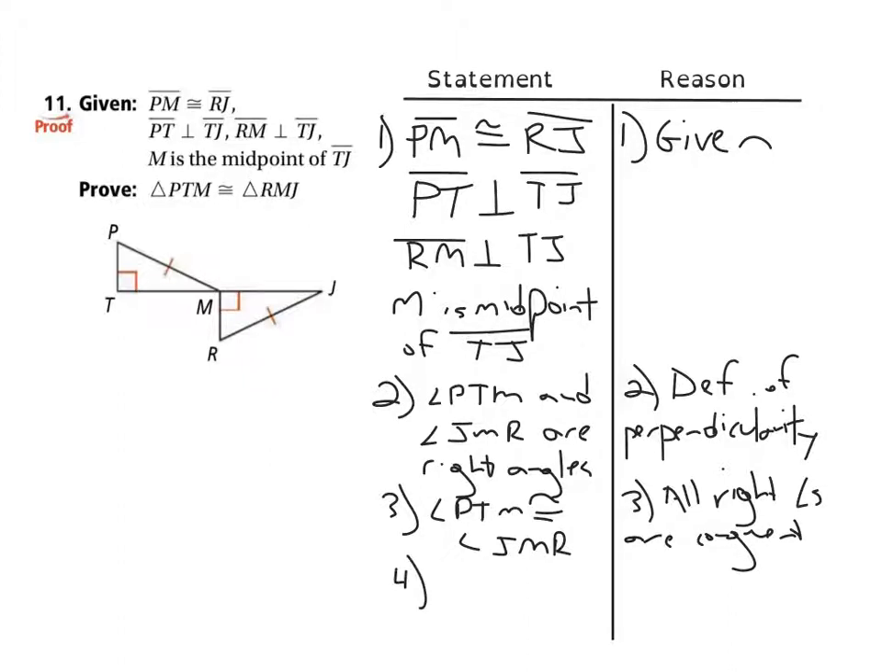Okay. I know it's a lot of writing, hopefully we won't run out of room. For, we can say that, well, we know that M is the midpoint of TJ, so we can say that side TM is congruent to side JM. Side TM is congruent to side JM, and we could call that definition of a midpoint.